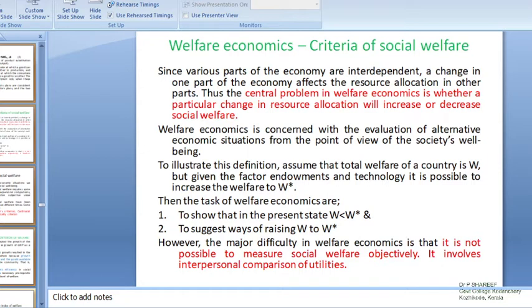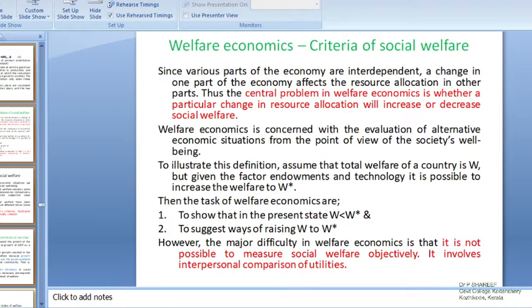The central problem in welfare economics is whether a particular change in the resource allocation will increase or decrease social welfare. Whether a change will lead to a change in social welfare or not. Welfare economics is thus concerned with the evaluation of alternative economic situations from the point of view of society's well-being.